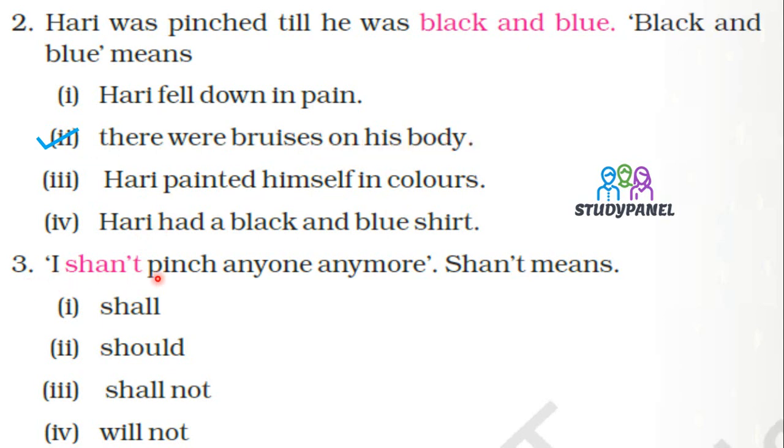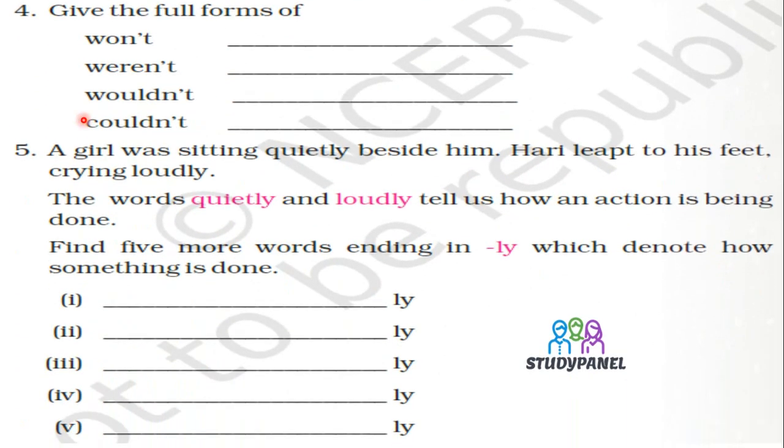Third one, I shan't pinch anyone anymore. Shan't is a short form of shall and not. So we will write shan't, that is shall not. Shall, should, shall not, will not. So shall not will be the correct answer for that. Now, fourth one, give the full forms of won't, weren't, wouldn't and couldn't. Now see, these are the short forms of various things. So we'll discuss it.